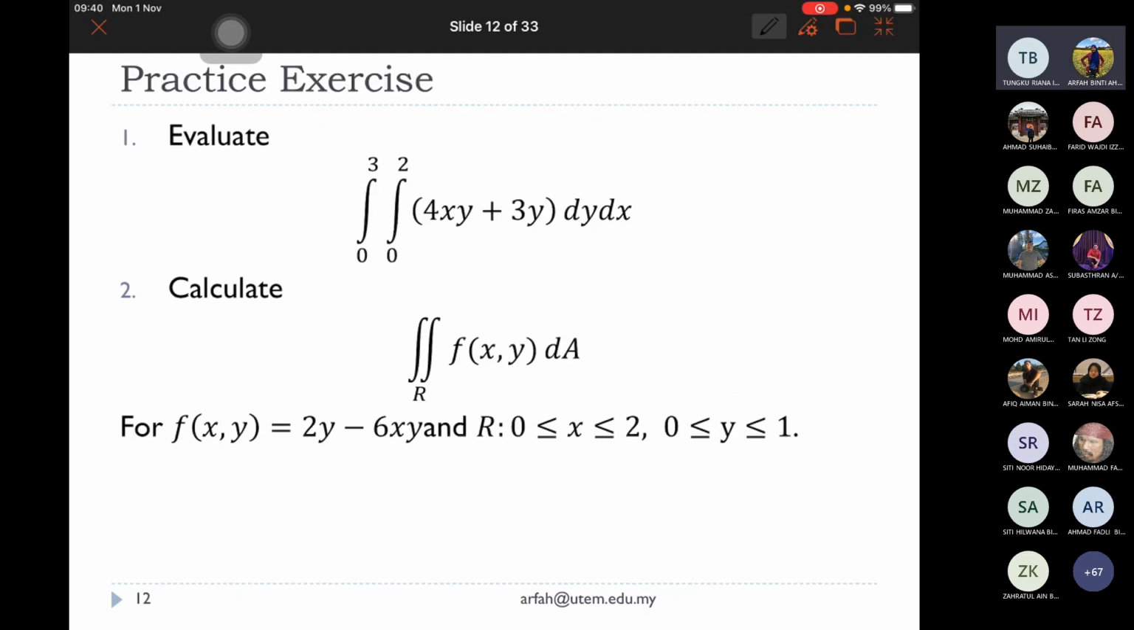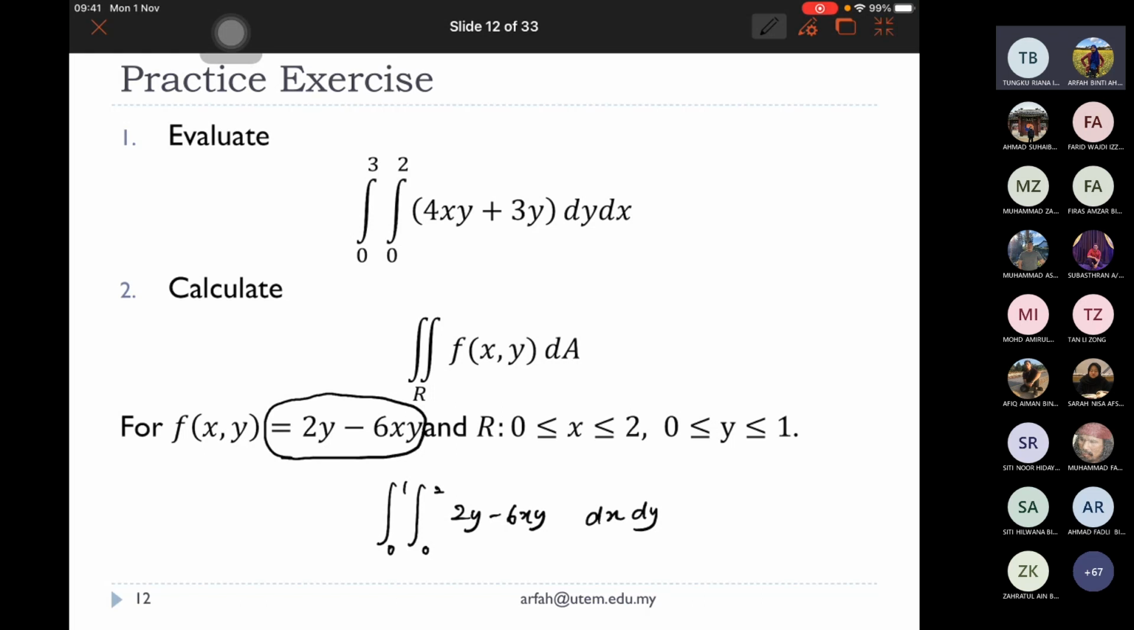Done dah? So tengok the next question. Dia kata calculate integration over the rectangular region R for fxy given that fxy sama dengan 2y tolak 6xy. X taking the value between 0 to 2, y taking the value between 0 to 1. Meaning that kita nak buat integration 2y tolak 6xy. Okay, katakan saya ambil dx dulu. X from 0 to 2 and then dy from 0 to 1.